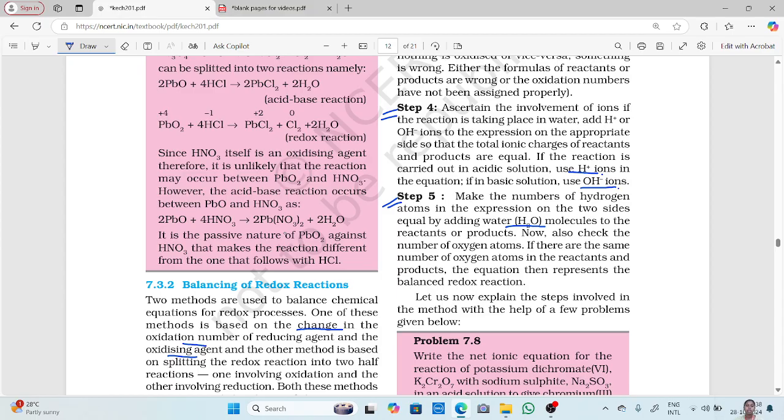Now, also check the number of oxygen atoms. If there are the same number of oxygen atoms in the reactants and products, the equation then represents the balanced redox reaction. So in short, if there is oxygen involved, then the number of oxygen atoms on the right-hand side and on the left-hand side should be equal. If the number of oxygen atoms is equal on both sides, then the redox reaction is said to be balanced. Let us now explain the steps involved in the method with the help of a few problems.